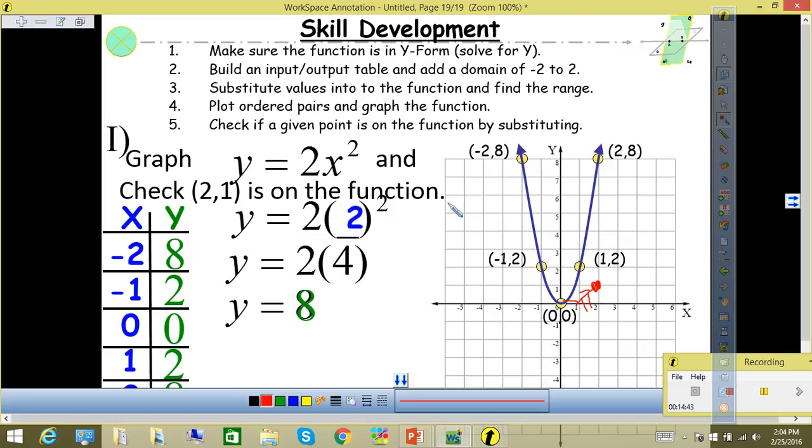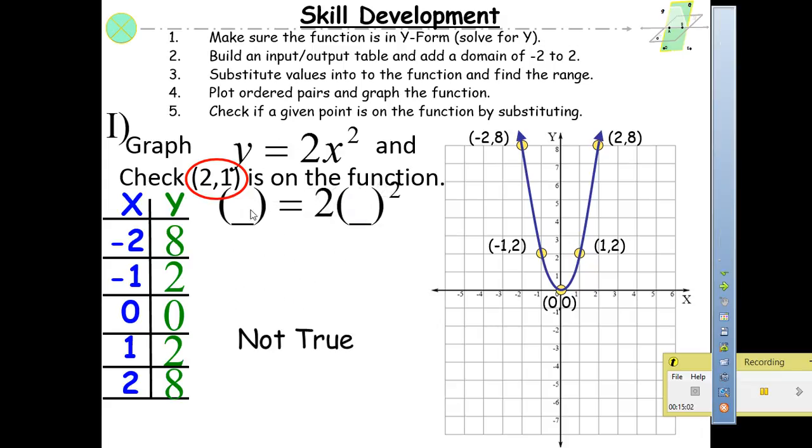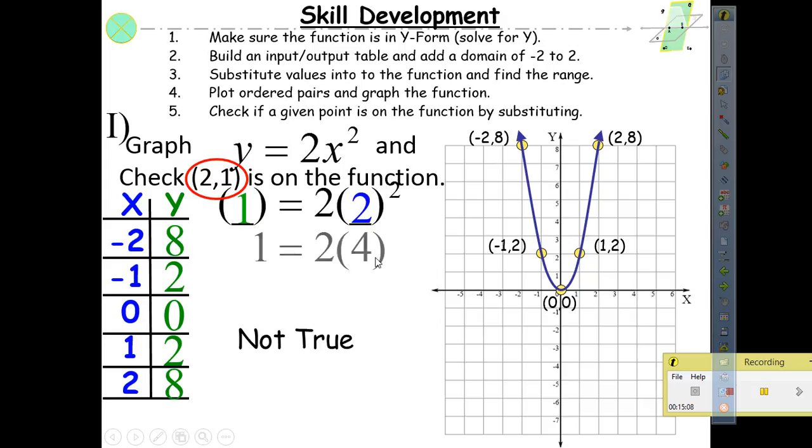Another way of checking this, we already did in the past, is by substituting these values into the function. Which one is x? Which one is y? So you get this equation, and instead of y, we put 1. Instead of x, we put 2. So this becomes 1 equals 2 times 4, and 1 equals 8. Is that true? No, and that's how we find out if that's part of the function. Everybody see that? All right.